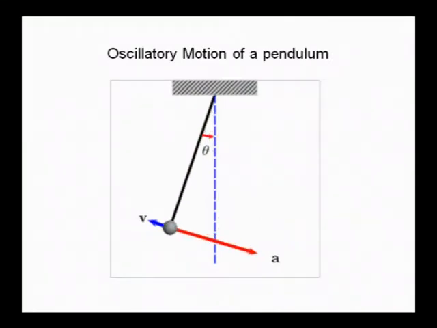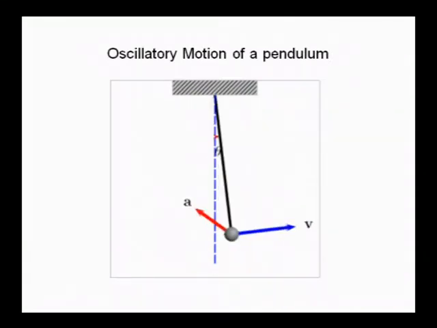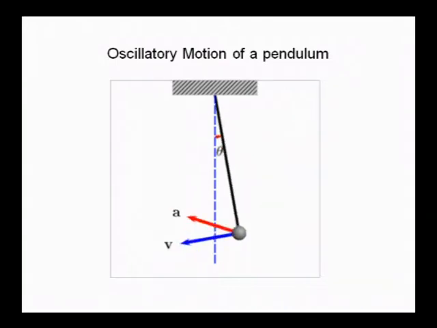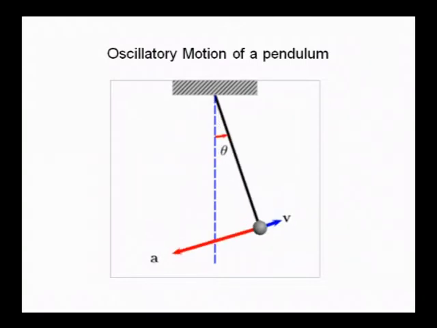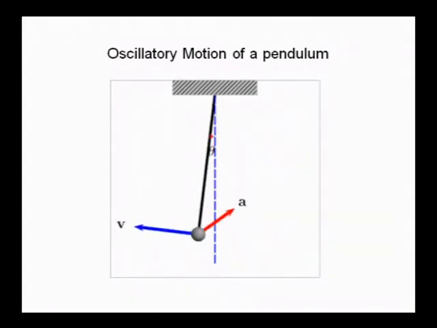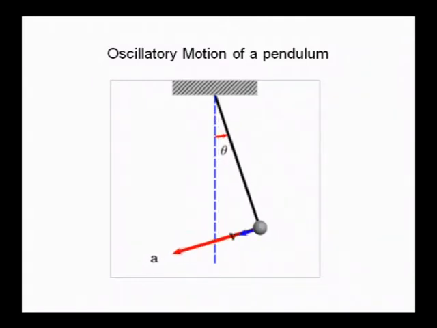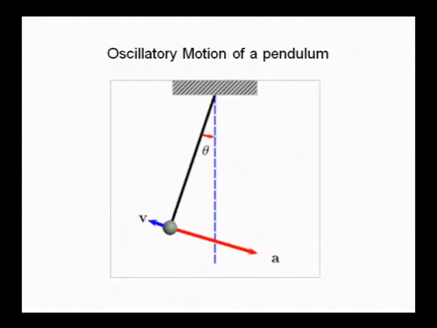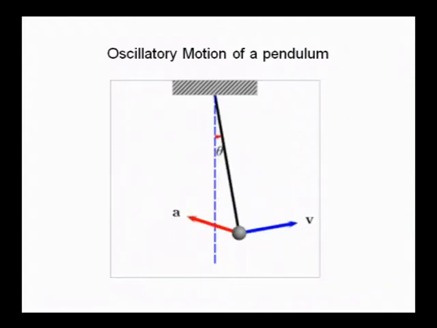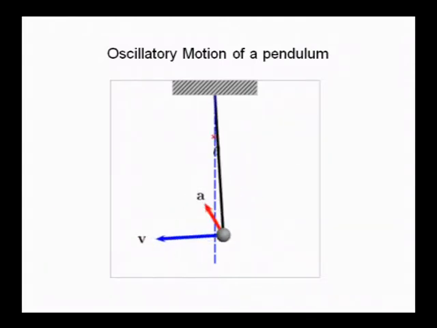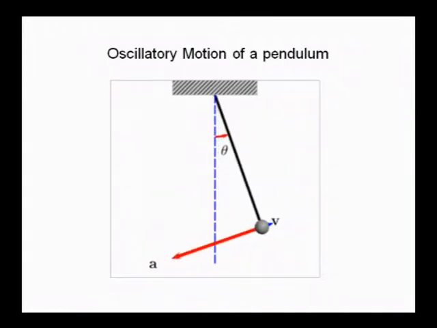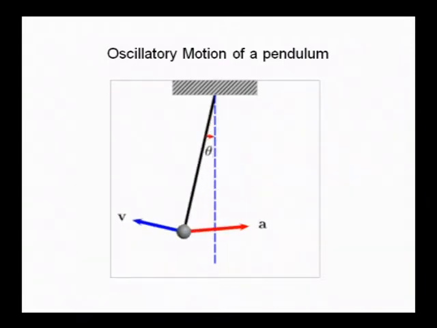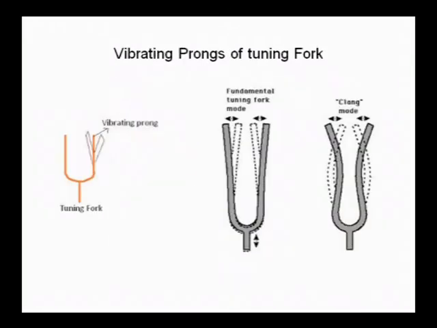You can see in this figure the vibration of a pendulum. A pendulum oscillates. V represents the velocity of the oscillation, A represents the acceleration, and the small red arrow, theta, represents the angular displacement of the simple pendulum. The dotted blue line represents the mean position of the pendulum.